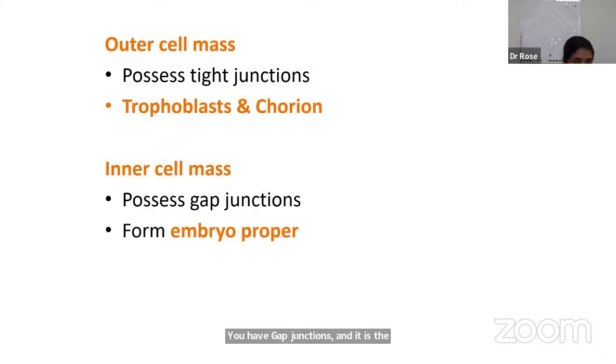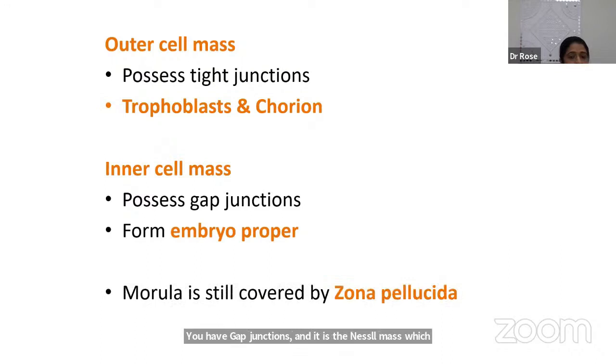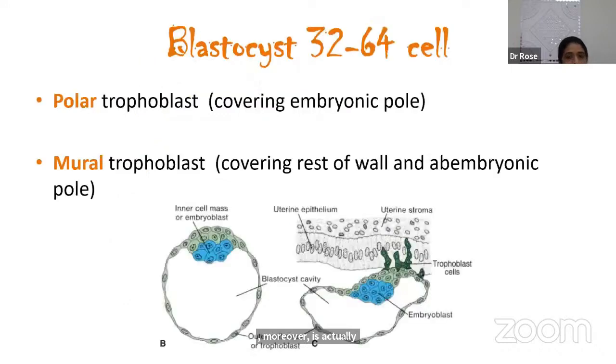So this transformation you should be knowing. And the morula is actually covered by zona pellucida. Zona pellucida is still there. Now coming to the blastocyst, it is from 32 to 64 cell stage.